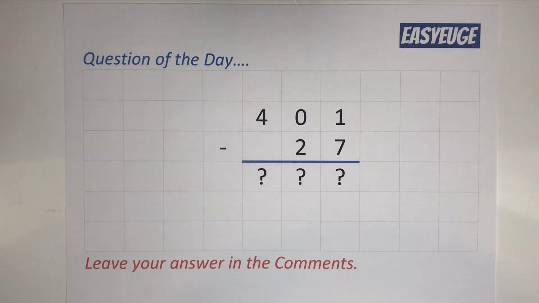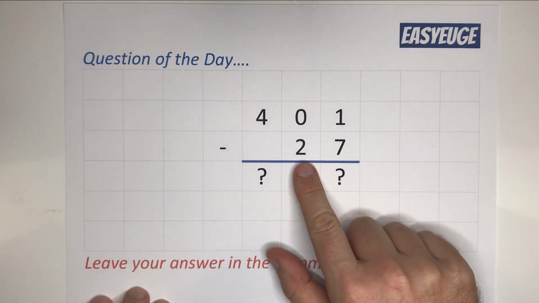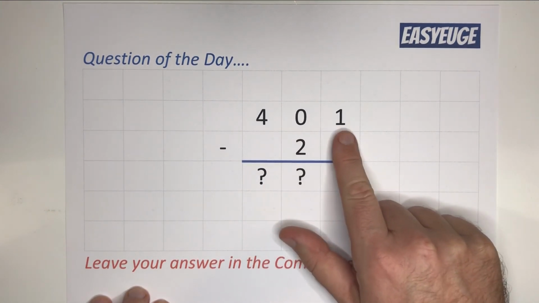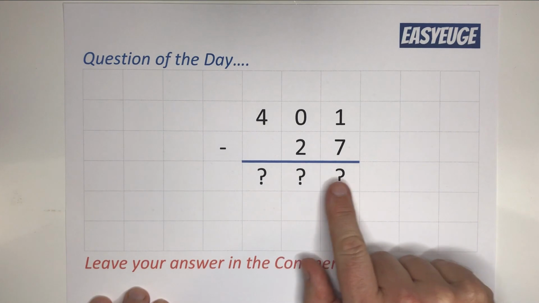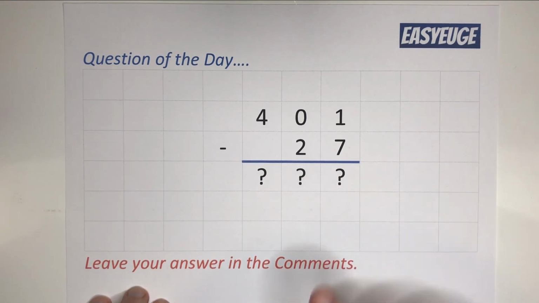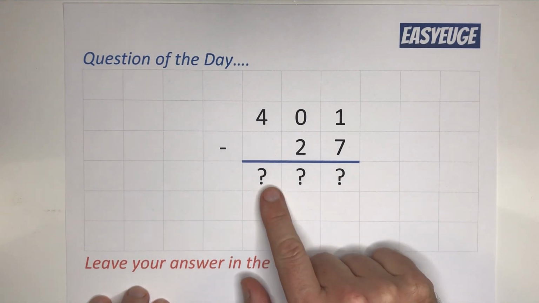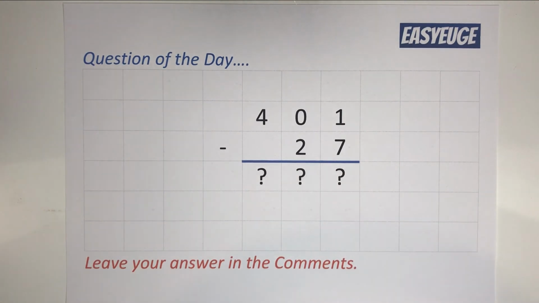Question of the day is 401 subtract 27. So I've written it down for you. 401 subtract 27. And I've put 3 question marks here to give you a tip that the answer is 3 digits. So good luck with this one. Let's give this a try. Work out the answer. Leave it in the comments because I'd love to know what you got. And we'll see you in the next video.